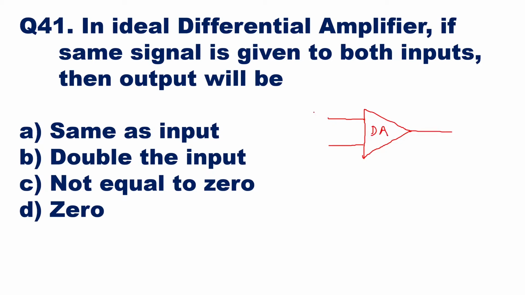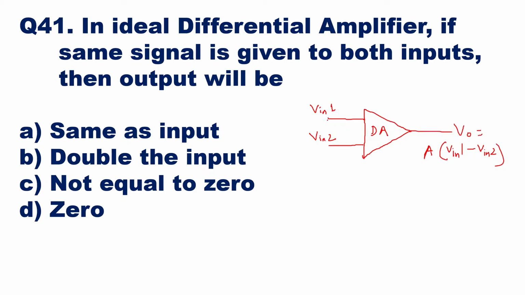Now here, this input 1 is V in 1 and this is V in 2. Now the output of a differential amplifier will be the algebraic difference between the two inputs. So it will be V in 1 minus V in 2, multiplied by some gain factor. Now here, this will be your output.